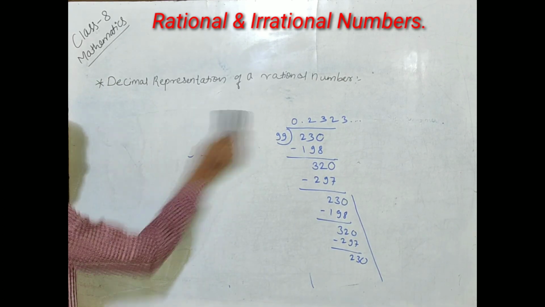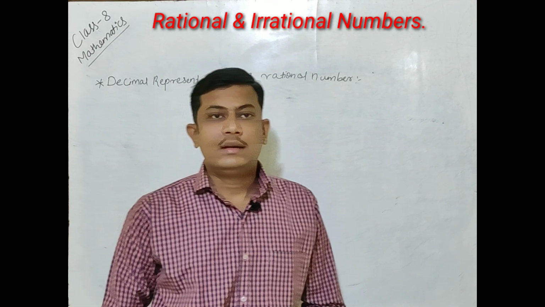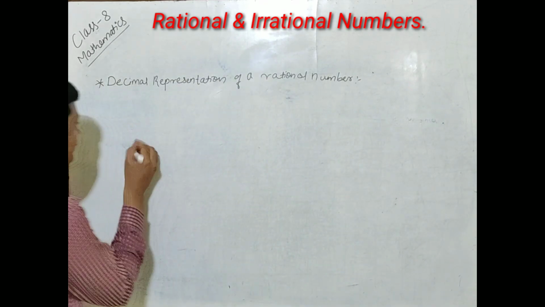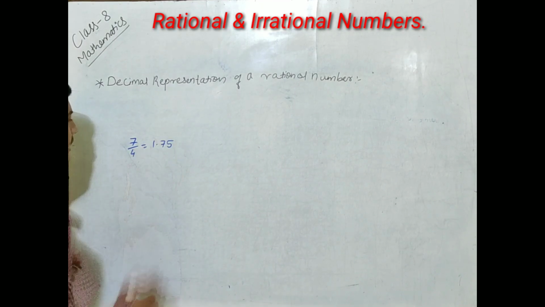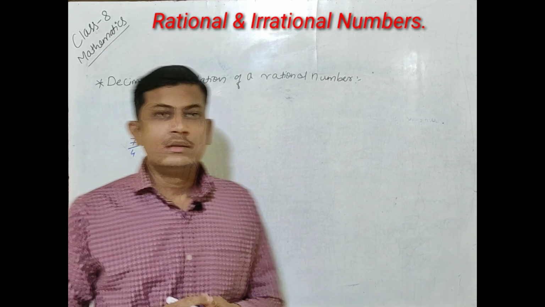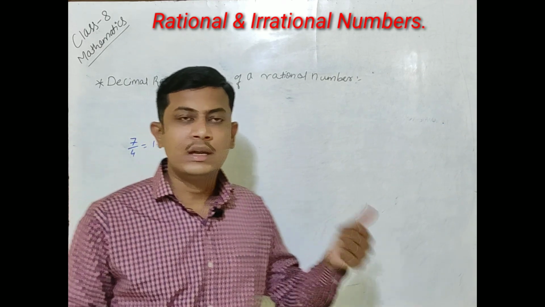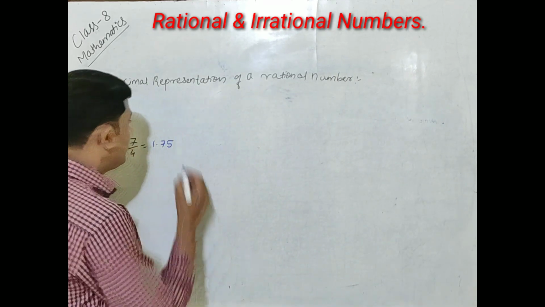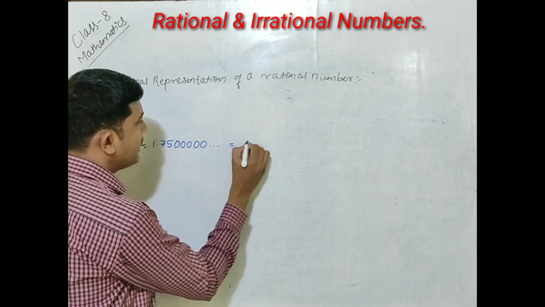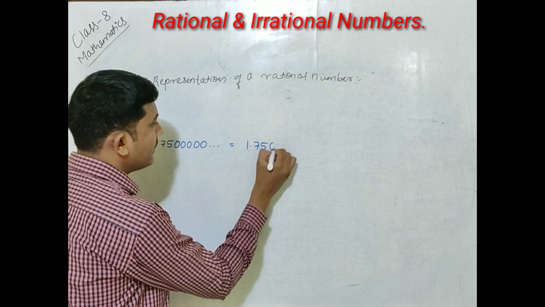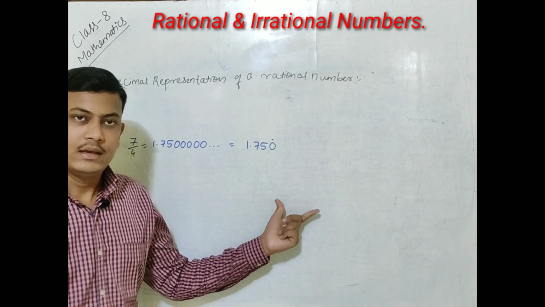Similarly, the terminating decimal representation of the number 7 divided by 4, it was 1.75. This is the terminating rational number. If we have to convert it into a non-terminating recurring rational number, what we have to do is add a number of zeros dot dot dot, which will give us 1.750 with a dot, which is a non-terminating and recurring rational number.